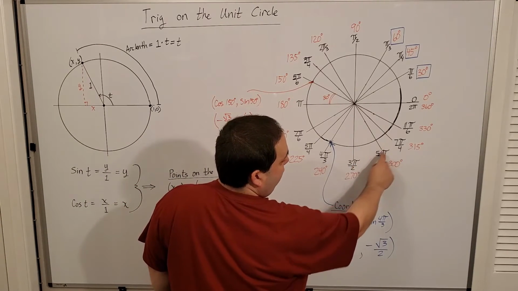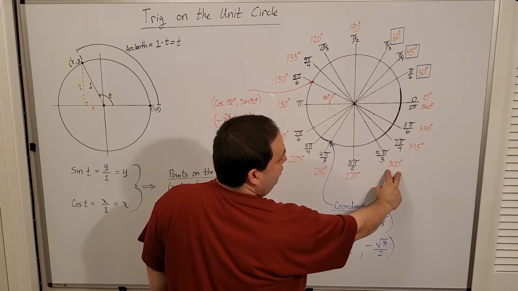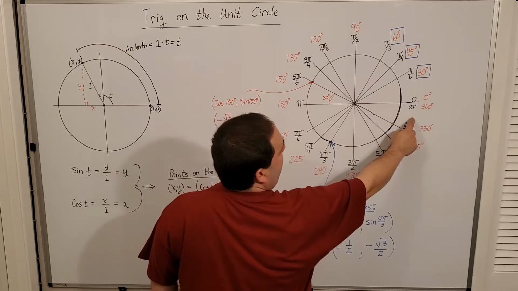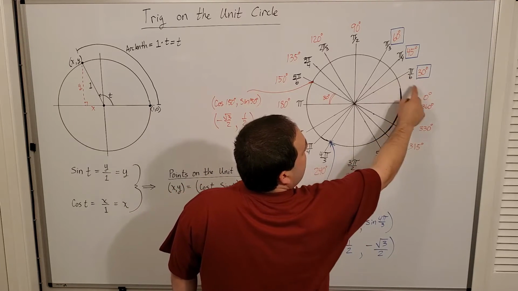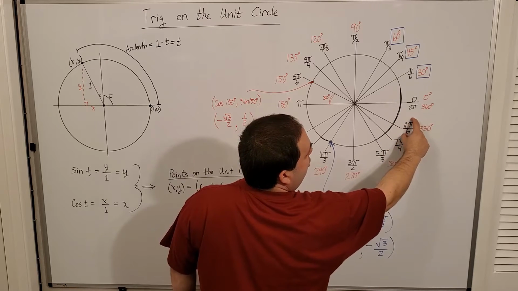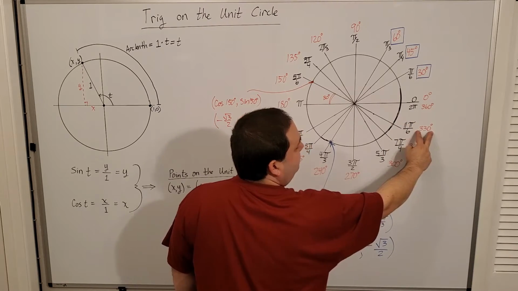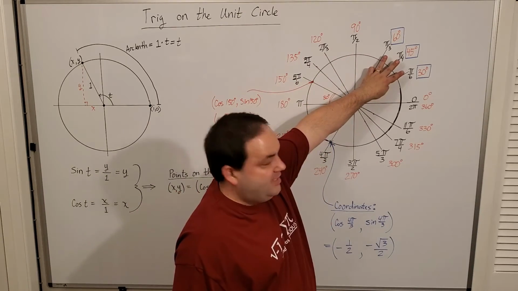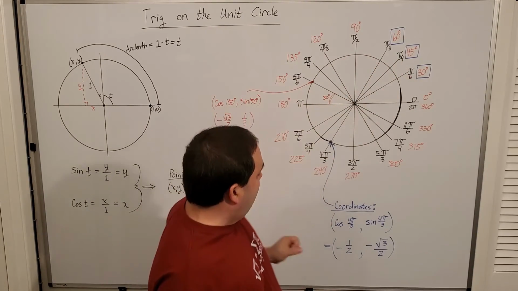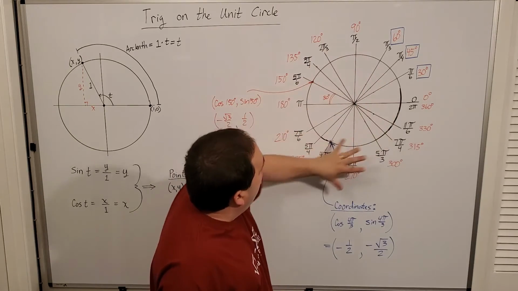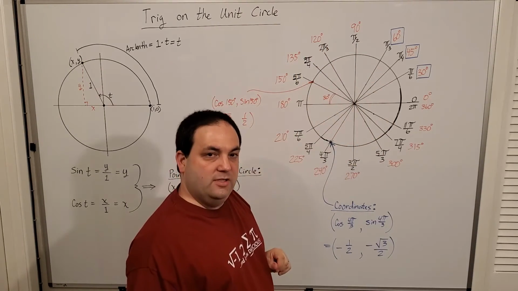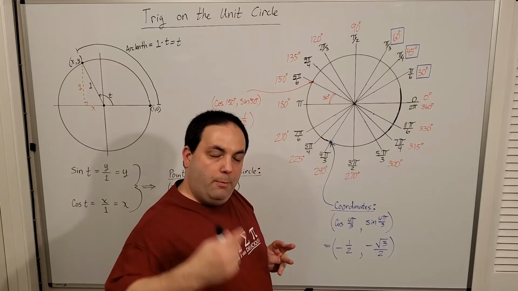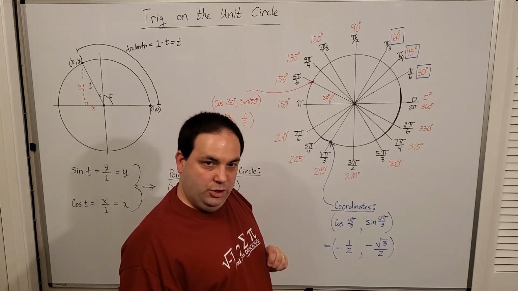5 pi over 3. 5 times 60 is 300. Pi over 6 is 30 degrees. 11 times 30 is 330. Okay? So if I know these three, sine, cosine, and tangent, then I know all of these sines, cosines, and tangents, and I just have to make sure and use the proper positive and negative values.